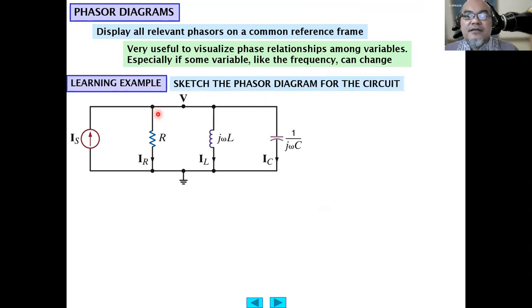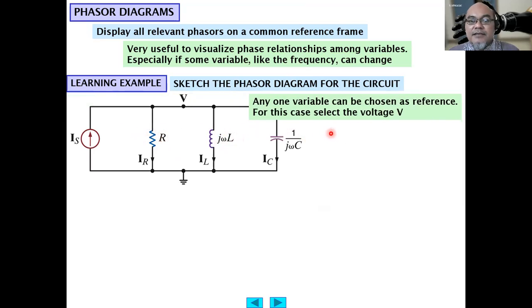Sketch, for example, the phasor diagram for this circuit. We have a current source IS connected to parallel branches here with R, L, and C, each with its own impedance. Yeah, R, J omega L, and this one is 1 over J omega C. Any one variable can be chosen as reference. Let's say for this case, we select voltage.